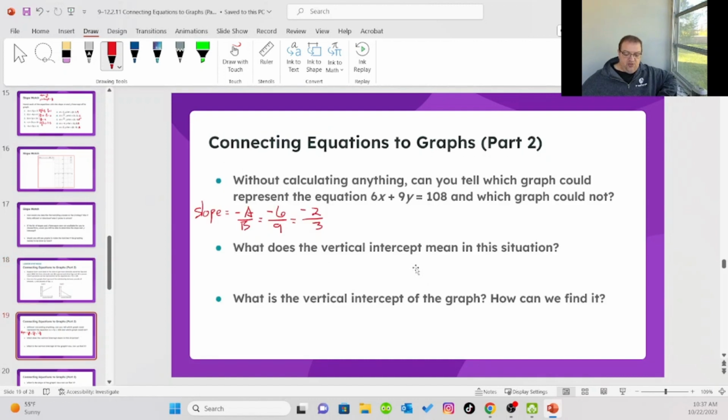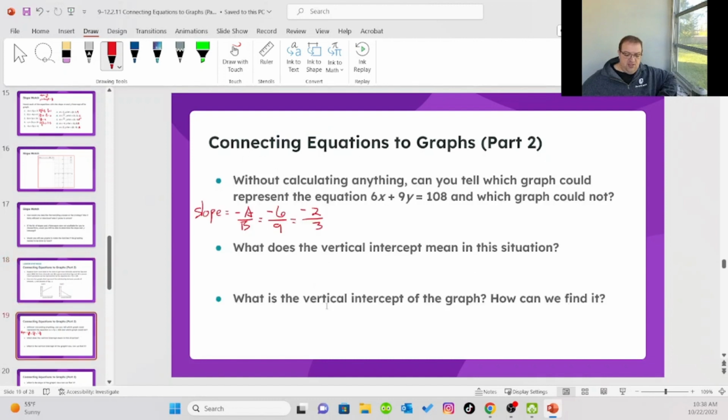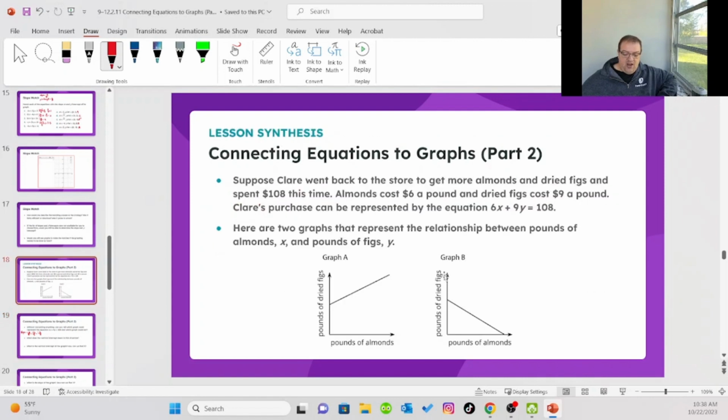What does the vertical intercept mean in this situation? The vertical intercept tells the pounds of dried figs because that is the label on the y-axis. What is the vertical intercept of the graph? How can we find it? Well, on the graph, they don't give us any numbering, so we can't just look at the graph.